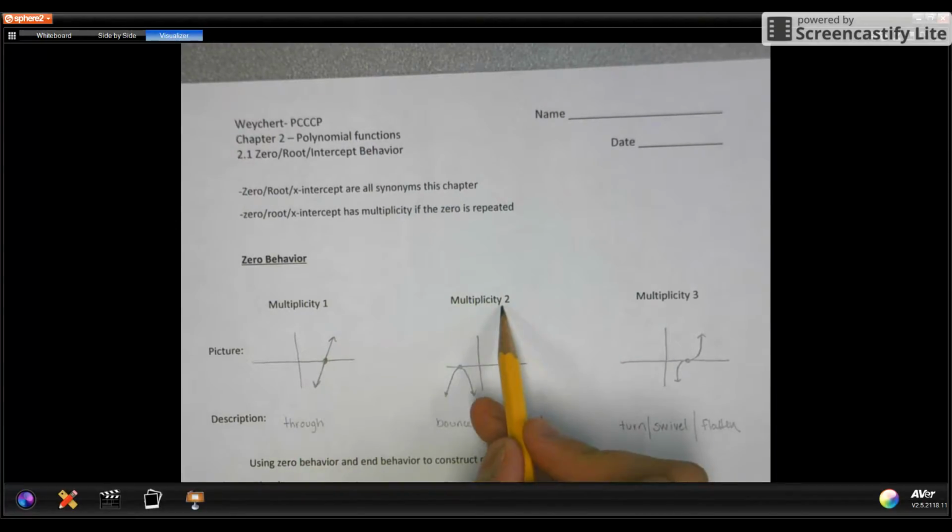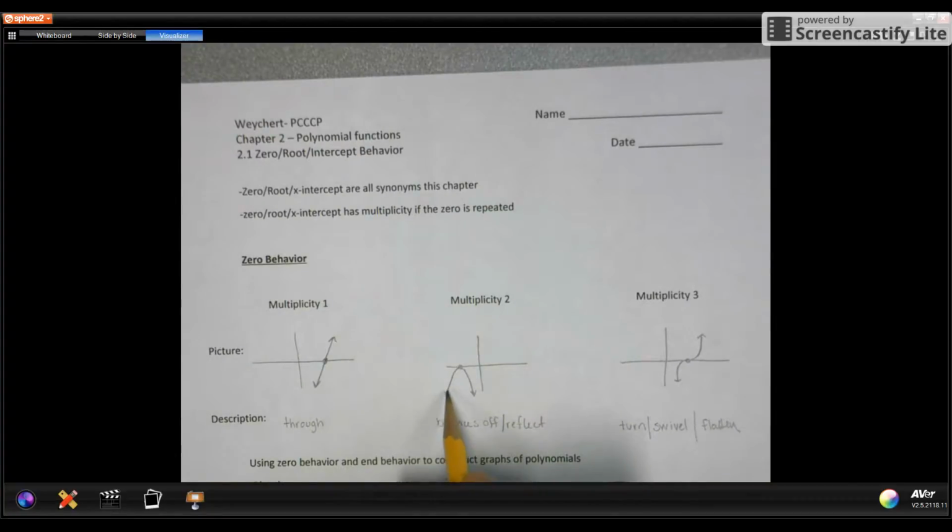If I have a zero with multiplicity of 2, then my graph just kind of bounces off or reflects off that zero. So here you can see it approaches the zero, it touches at that point, and then reflects or bounces off down into the same direction.